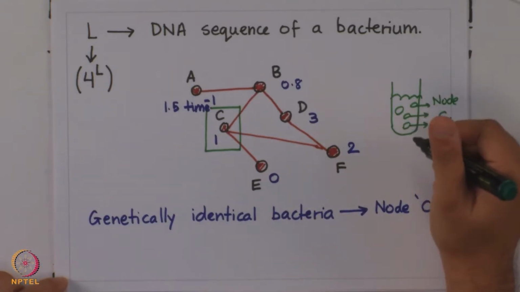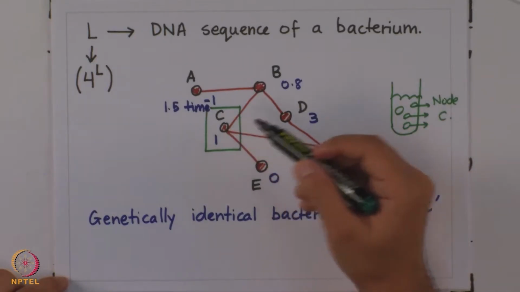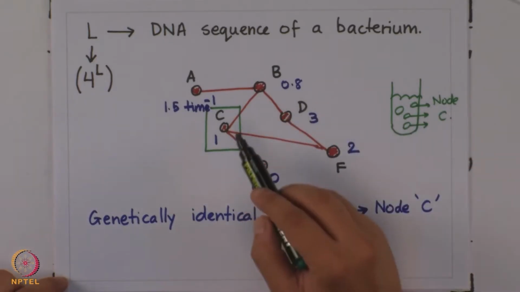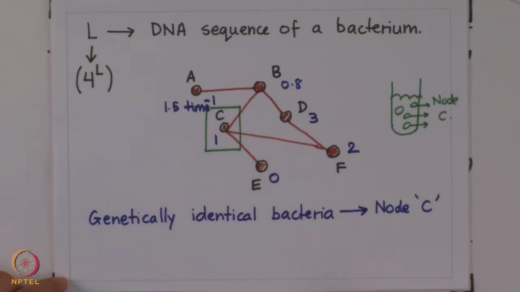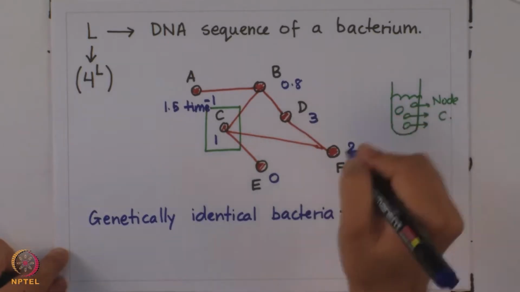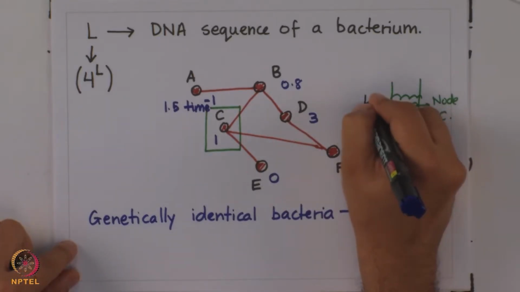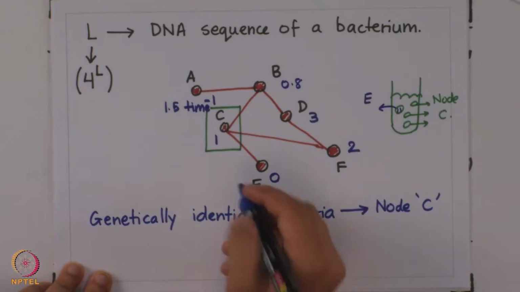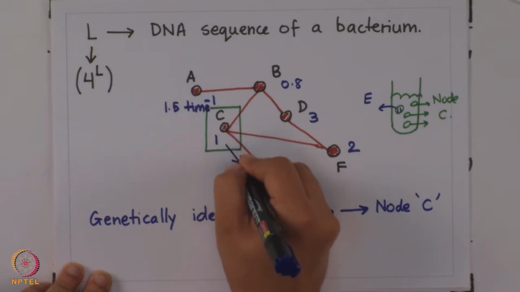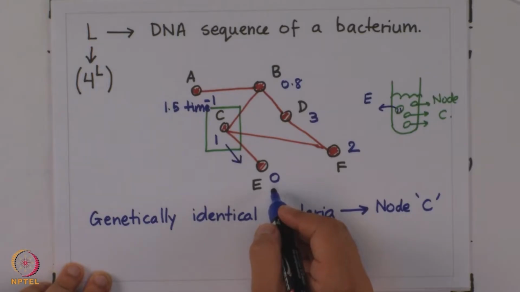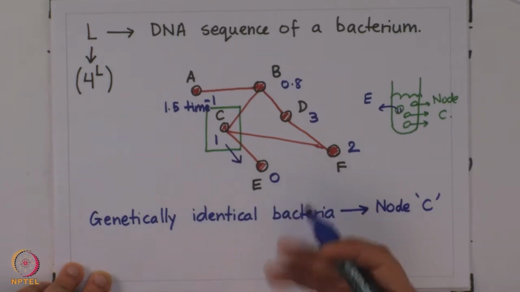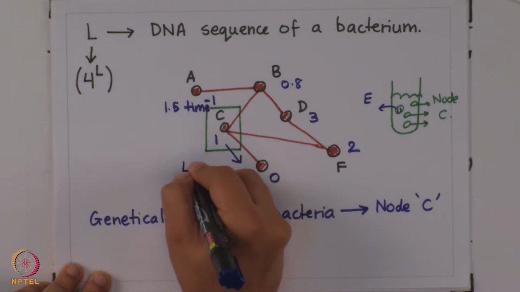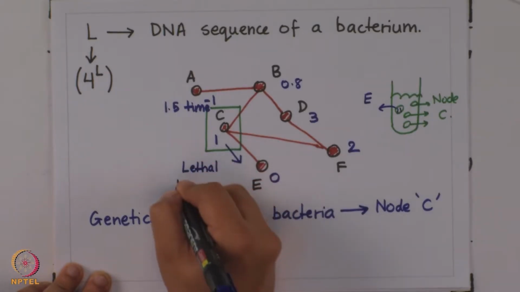Because mutations can happen randomly, and in this graph the 3 point mutations which are possible are C going to B, C going to F and C going to E. What happens if one of the bacteria in this culture acquires a mutation and goes to sequence E, for instance? Now, the growth rate associated with sequence E is 0, which means the resultant bacteria does not grow at all, it never divides, which means that the mutation that has happened is what is called a lethal mutation.